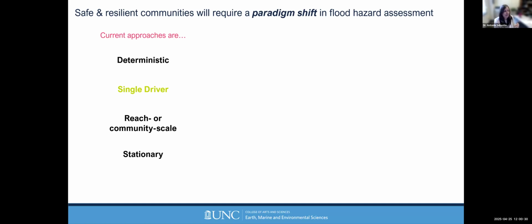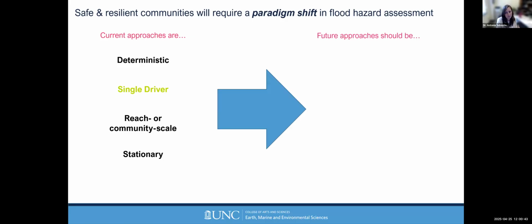And finally, they're stationary. So we don't look forward or backward when we're assessing these risks. And on average, because of just the expense and the time investment to map flooding, a flood map is recreated every 10 to 15 years, and processes are changing much faster than that. So I would argue that future approaches should be probabilistic.